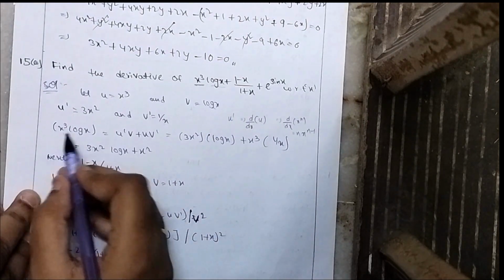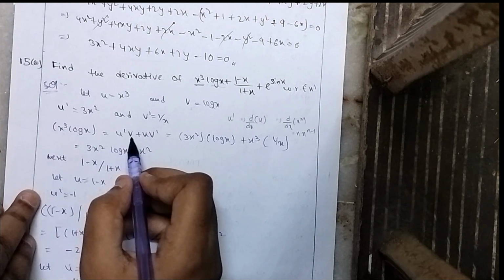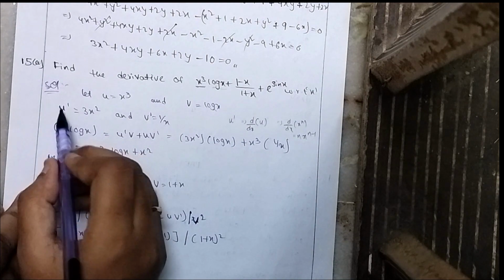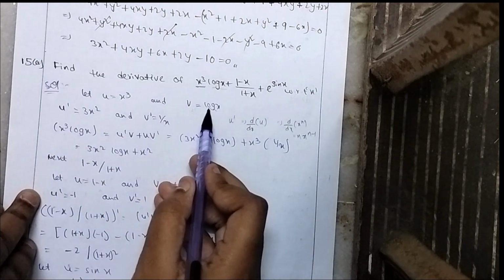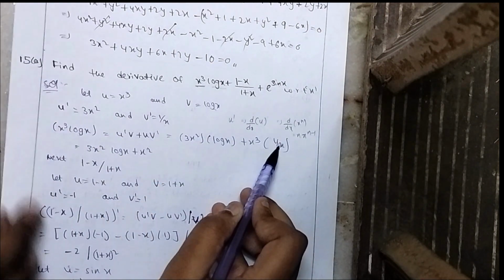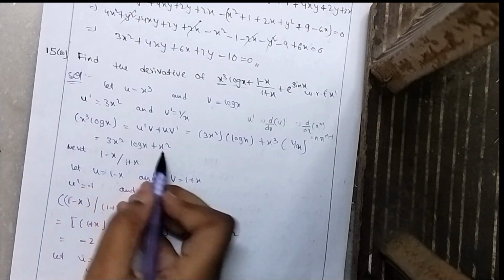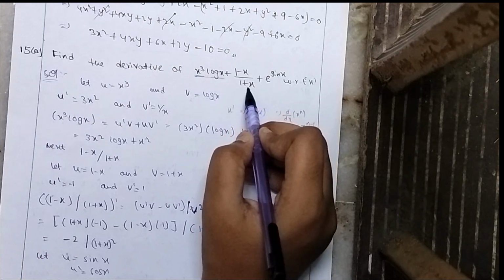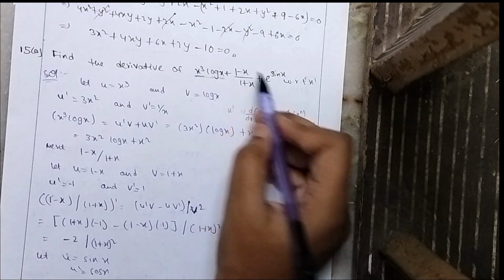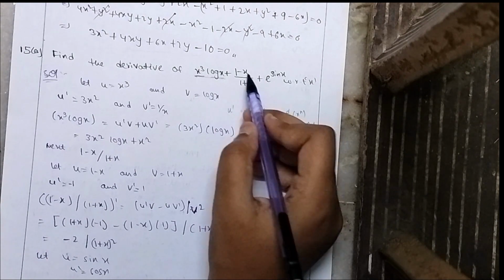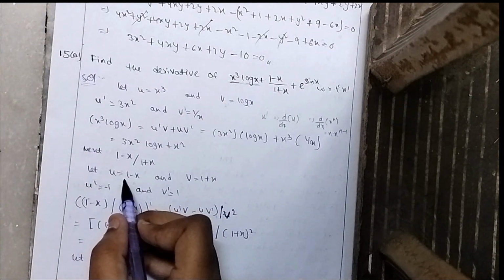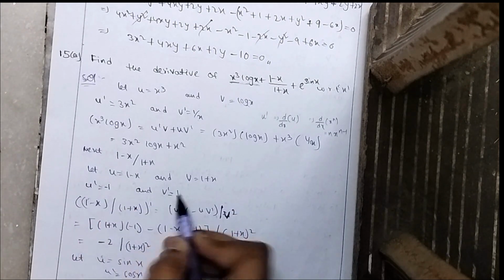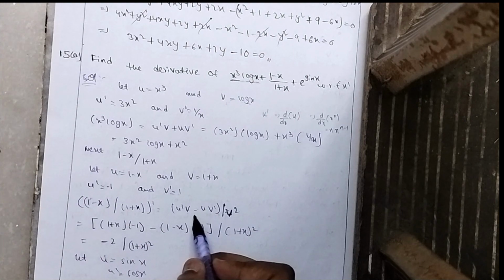Now x³ into log x, that is u into v. The formula is u'v + uv', that equals 3x² into log x + x³ into 1/x. The value is 3x² log x + x². Next, this term is finished. Now (1 - x)/(1 + x). Take 1 - x as u and 1 + x as v. u' = derivative of 1 - x, that equals -1, and v' equals 1. For u by v, the formula is (u'v - uv')/v².